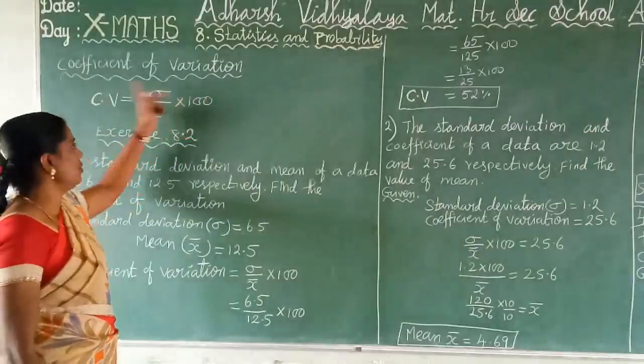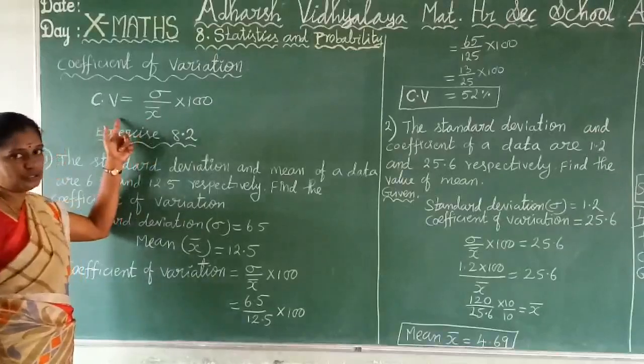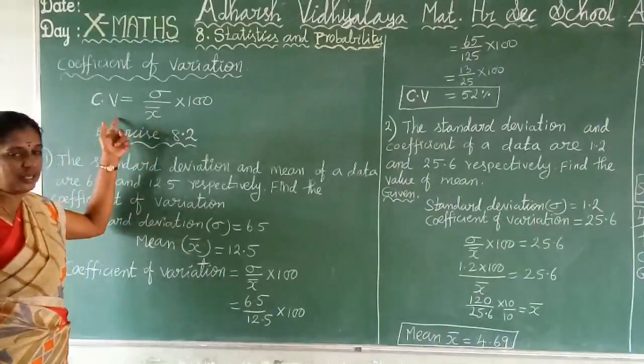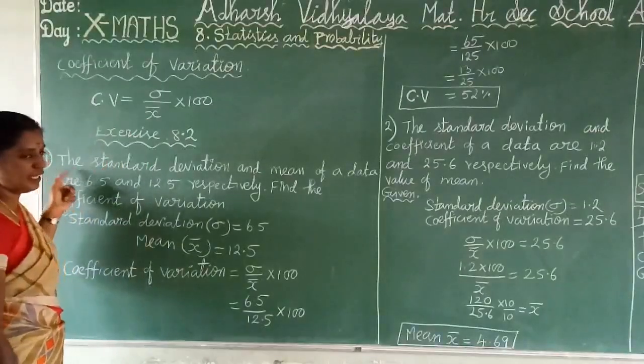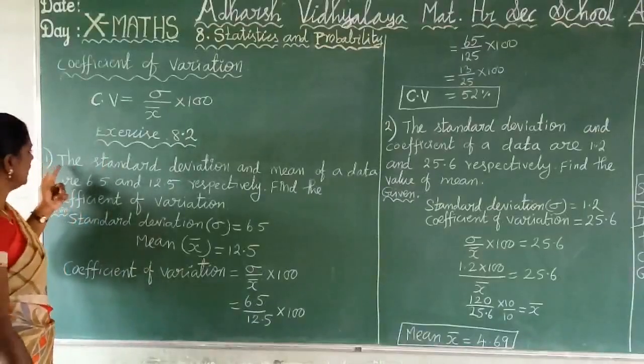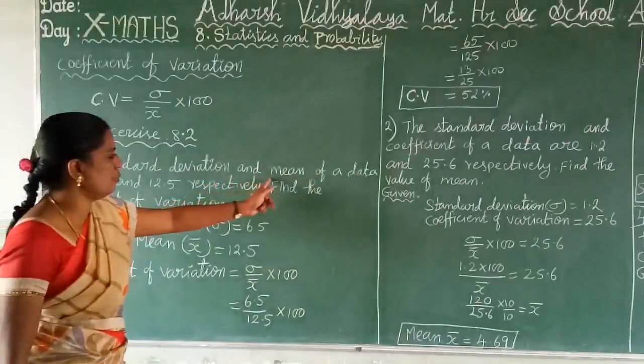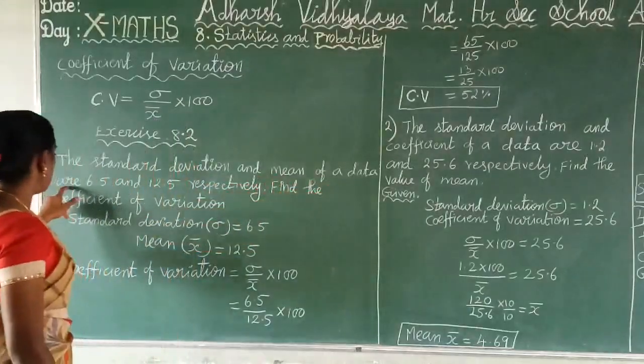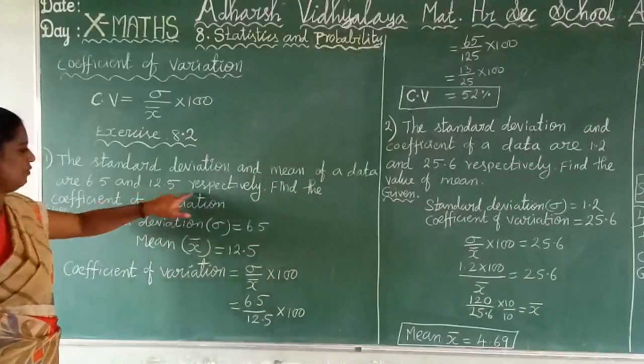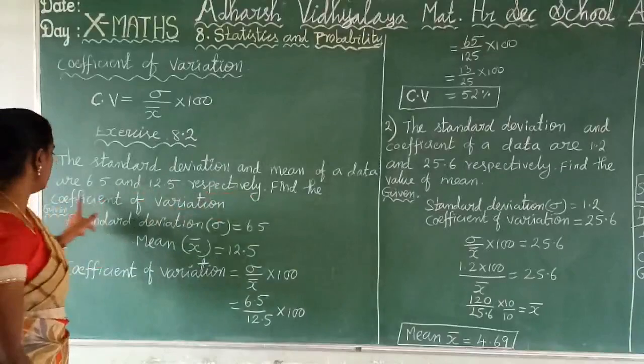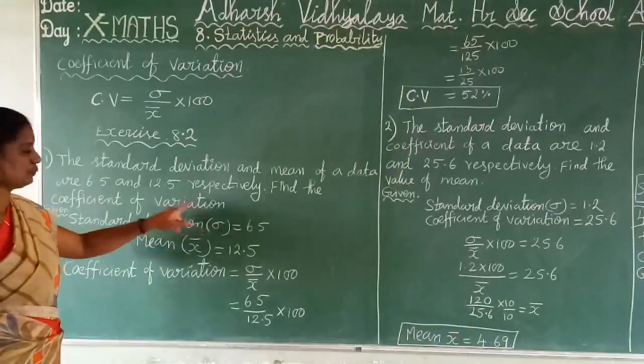This is a very important formula. This type of question is asked as a 2 mark question. Clear? So now we discuss exercise 8.2. First question. The standard deviation and mean of a data are 6.5 and 12.5 respectively. Find the coefficient of variation.